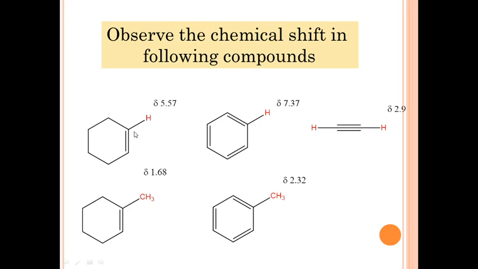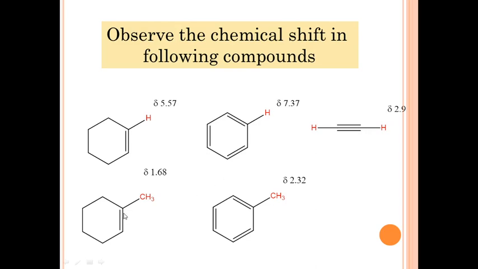Now, when we observe this first compound or this red color hydrogen of this cyclohexene with the acetylenic proton, it is expected that this proton should show higher delta value, higher chemical shift according to electronegativity effect. This carbon is sp2 hybridized, whereas this carbon is sp hybridized.